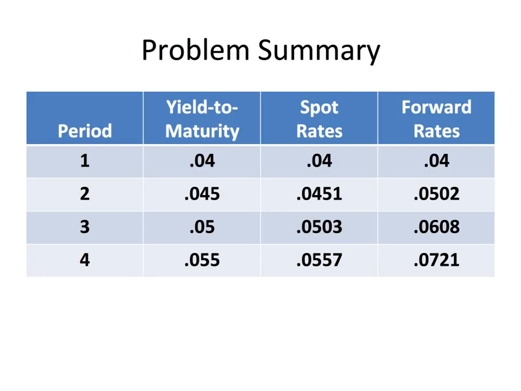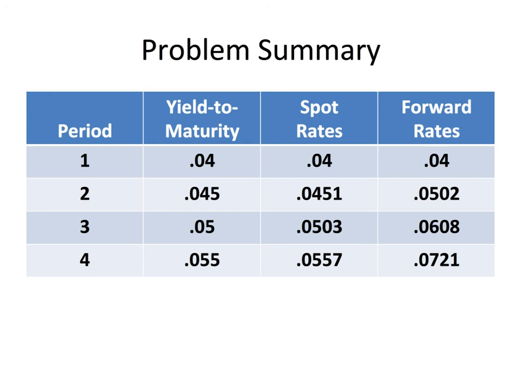Here is a summary of the forward rates for our example problem. We have a forward rate in period 1 of 4%, the same as the spot rate, 5.02% in period 2, 6.08% in period 3, and 7.21% in period 4. If you're looking at it, our yields to maturity increase over time, running from 4% up to 5.5%. Our spot rates increase from 4% to 5.57%, and our forward rates also increase from 4% to 7.21%.